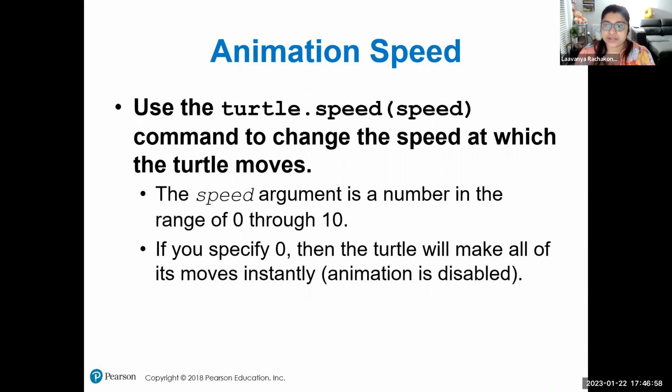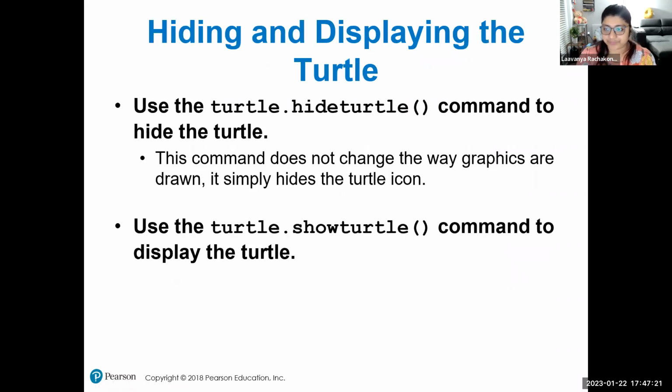For the animation speed, you can always check with turtle.speed. Speed is an argument in the range of 0 to 10, 0 being the fastest. When you use 0, you cannot see the turtle moving in all the directions, but you can instantly see the output. And 1 through 10, 1 being the lowest speed and 10 being the highest speed. If you do not want to see the turtle after your graphic is done, you can use the turtle.hideturtle instruction to hide the turtle. If you want to show the turtle again, you can use turtle.showturtle.